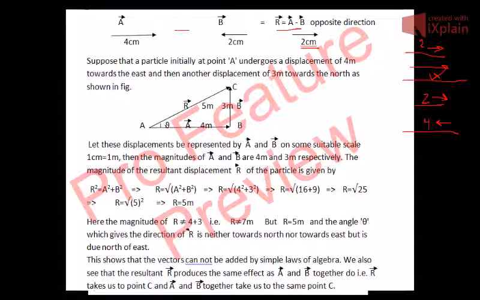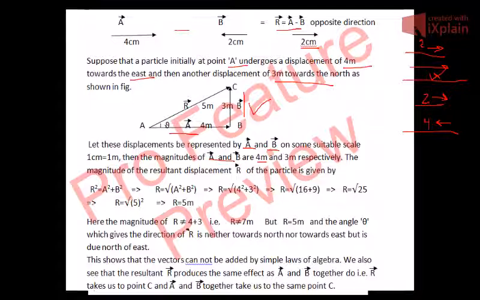Suppose that a particle initially at point A undergoes a displacement of 4 meter towards the east, as you can see from the figure, and then another displacement of 3 meter towards the north. From A to B, it undergoes a displacement of 4 meter, towards east, and from B to C is towards north, 3 meter. Here we cannot say that the resultant displacement will be equal to 4 plus 3 meter, that is 7 meter. So let these displacements be represented by A and B on some suitable scale, say 1 centimeter is equal to 1 meter. Then the magnitudes of A and B are 4 meter and 3 meter respectively.